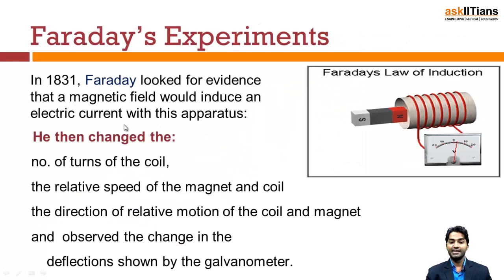Now, Faraday's experiment. Faraday performed some experiments in 1831. He found that when there is relative motion of the magnet into the coil, which is connected with the secondary wire, and that wire is connected with the galvanometer, it may be an ammeter or it may be a voltmeter. Voltmeter is connected in parallel, ammeter is connected in series. But to show the precise and accurate value of electric and magnetic effects, we are using a galvanometer.